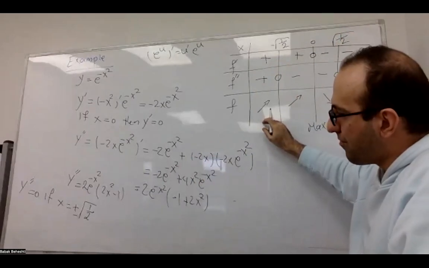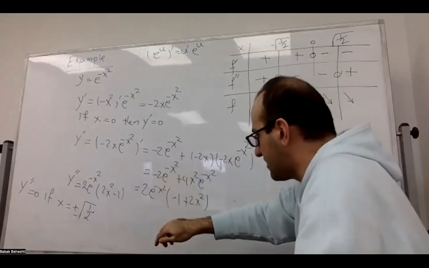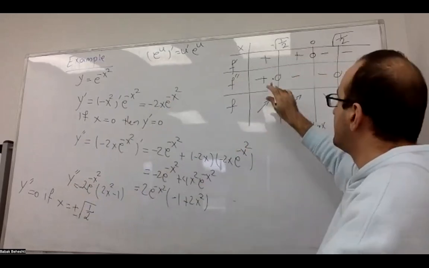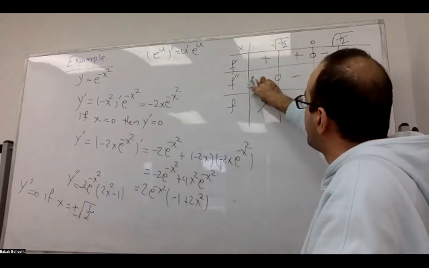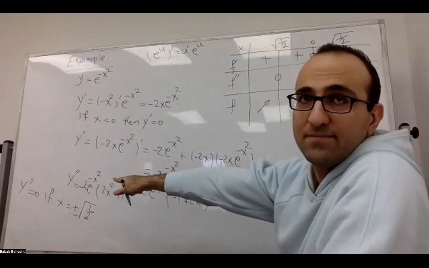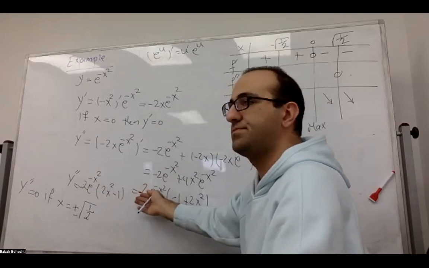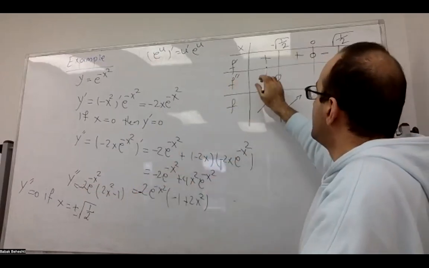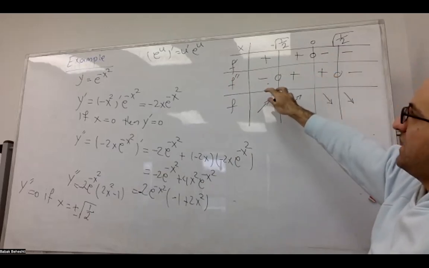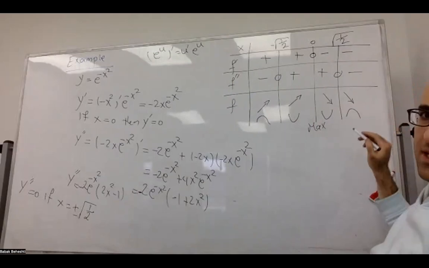Oh, wait a moment. Is this minus 2? But there is a minus sign here. Y double prime is minus. So that means I have to multiply f double prime with a minus sign. Sorry, guys, because I missed the minus sign before y double prime. You see? There is a minus sign here. So I should put a minus sign here. So that means f double prime here is negative, here is positive. Okay. So if f double prime is negative, it means it's concave down. Positive, it's concave up. Negative, concave down.